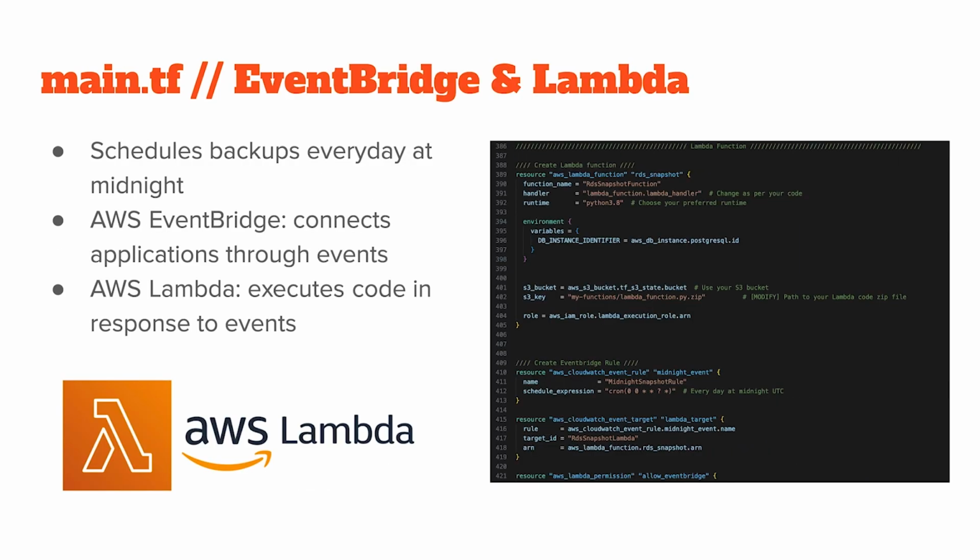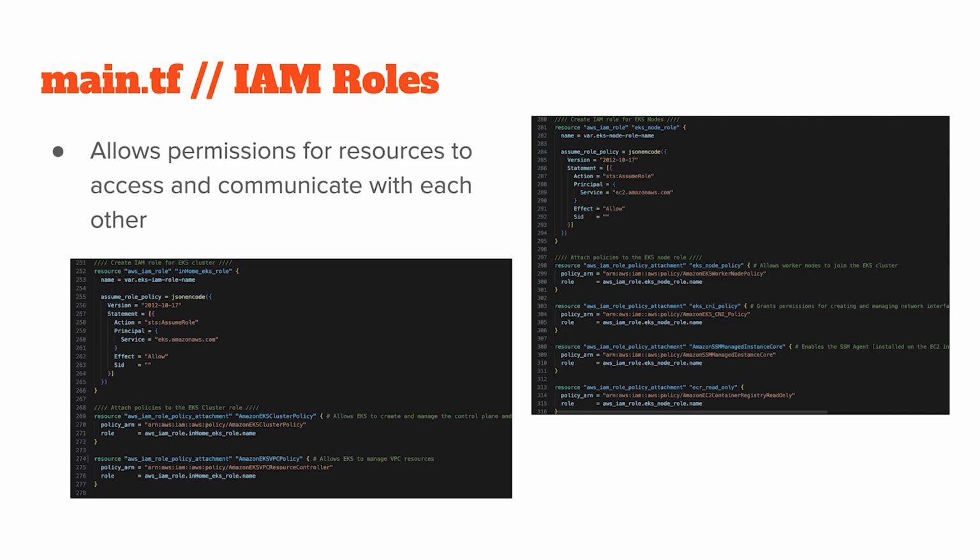Nearing the end of the file, we have the configuration for Amazon EventBridge and Amazon Lambda to schedule the creation of backups for our database every day at midnight, just in case it goes down. Finally, we have our IAM roles and policies to allow permissions for the resources to access and communicate with each other.